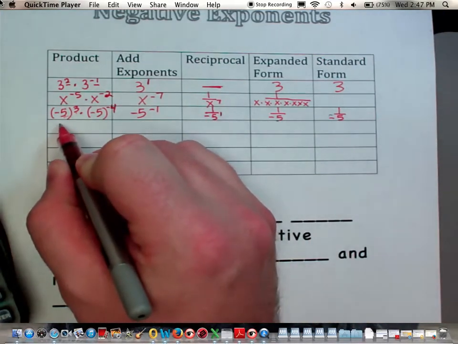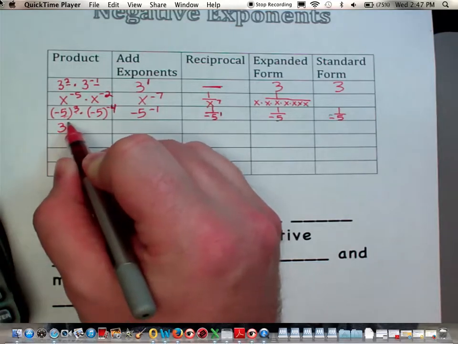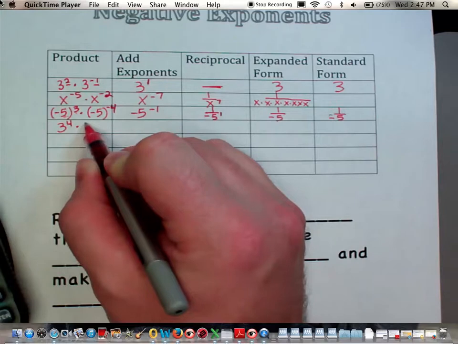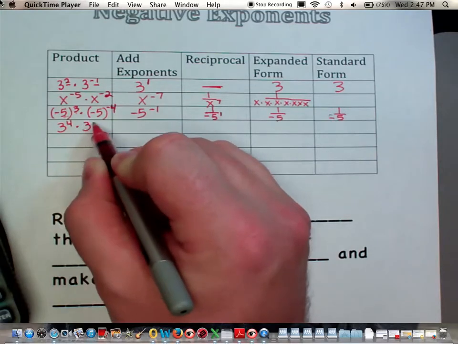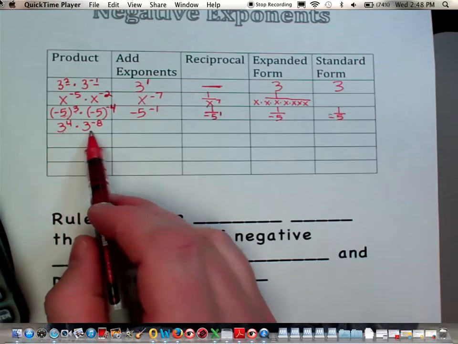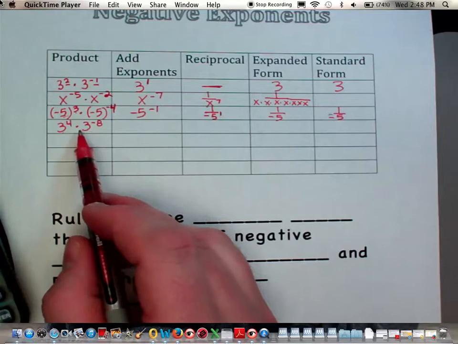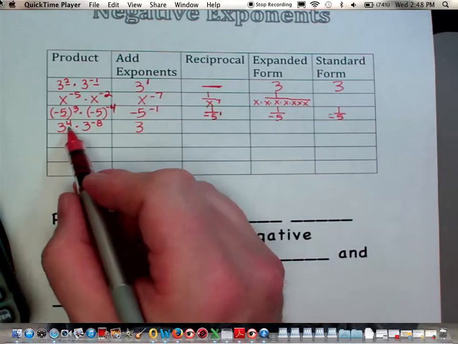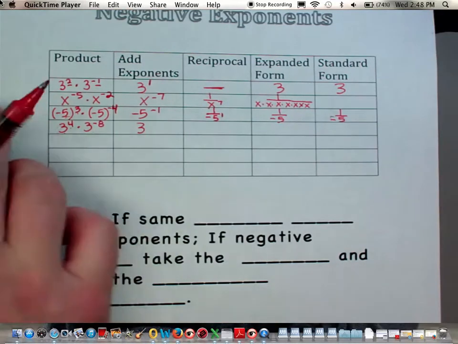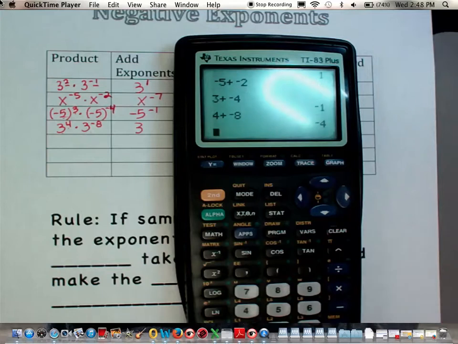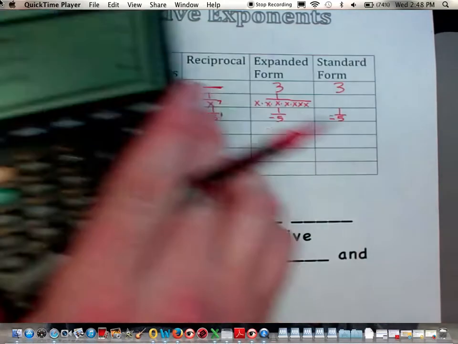If I do another one like this, let's see here. Let's do 3 to the 4th power times 3 to the negative 8 power. Well, my bases are the same, so I know by definition when I'm multiplying, I'm going to put down the same base and add my exponents. So I've got 4 and negative 8. So take my calculator here and do 4 plus negative 8. I get negative 4 as my new exponent.